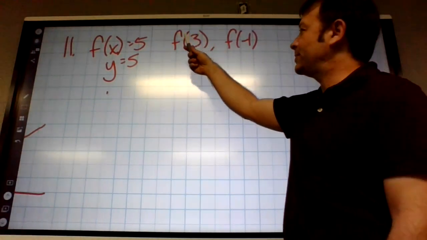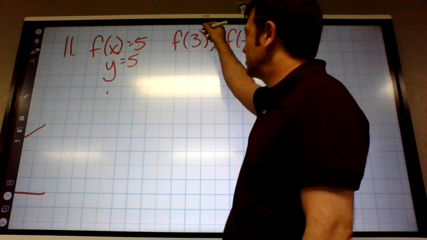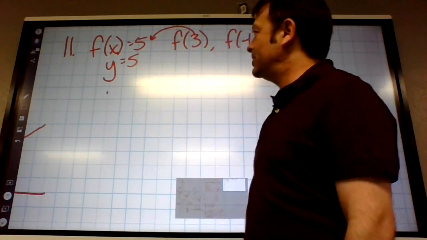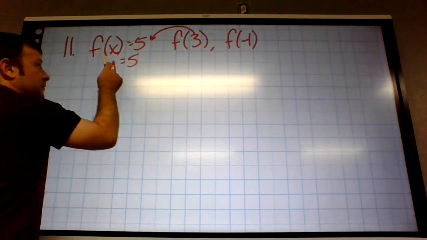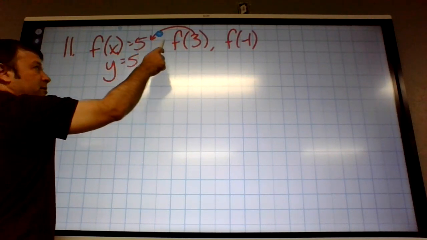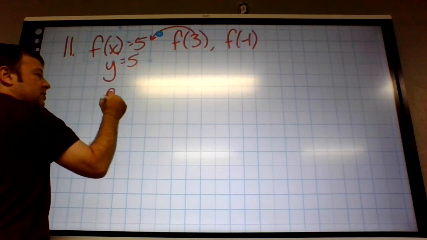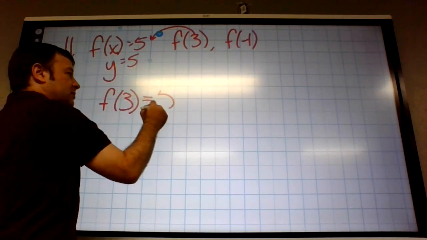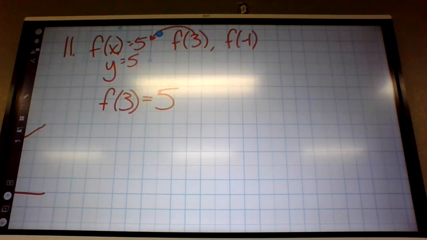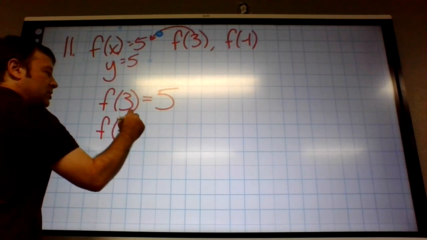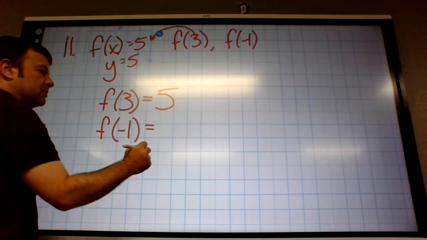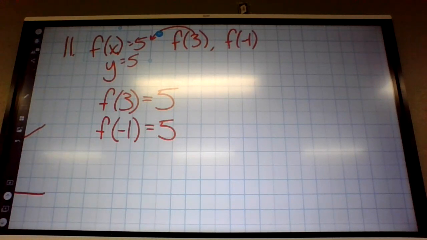So f of 3 means what's the function going to equal when we put in 3 for the x? Well, there's no x to put 3 into, so guess what that means? The function value is just always going to equal 5, no matter what your x value is. So f of 3 is still going to equal 5. Does that make sense? Normally there's an x where you can plug something in, but on this function there is no x to plug in. So f of negative 1 is going to equal 5. Function always equals 5.